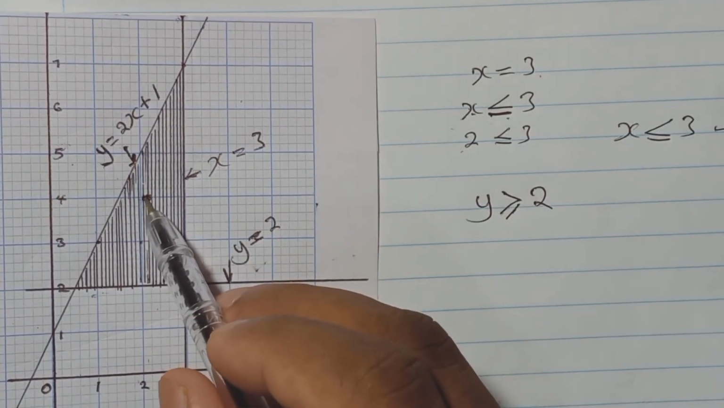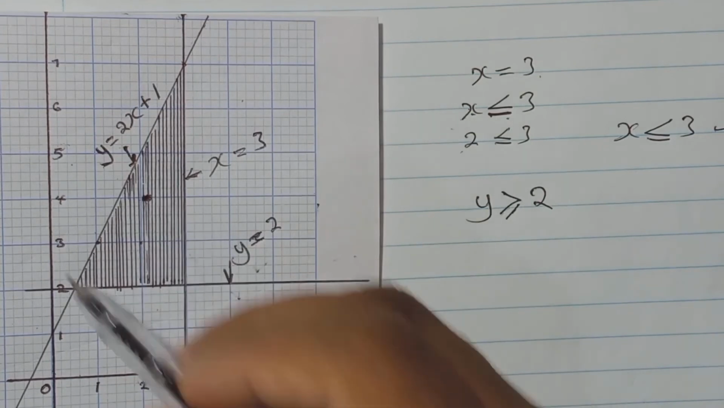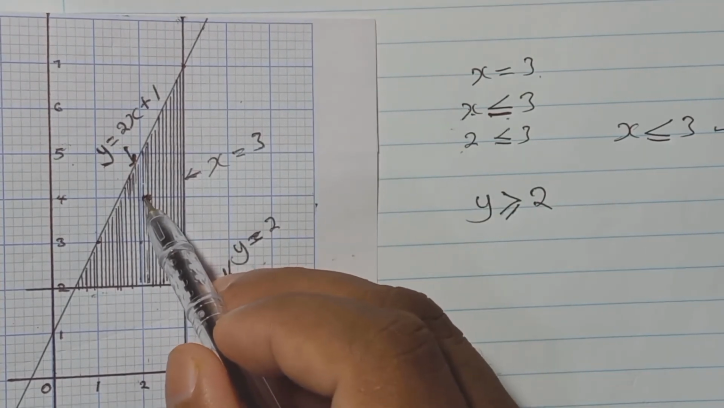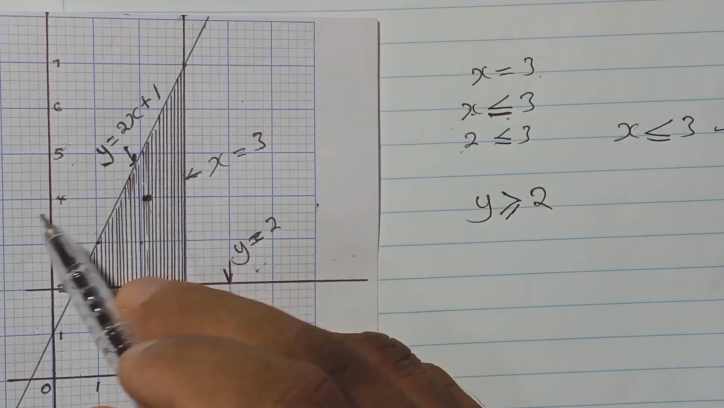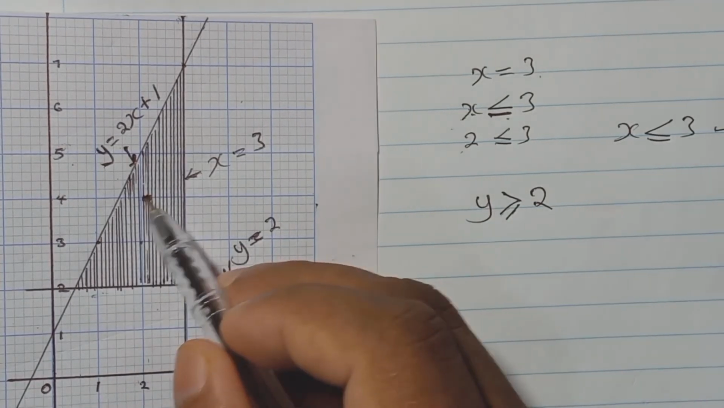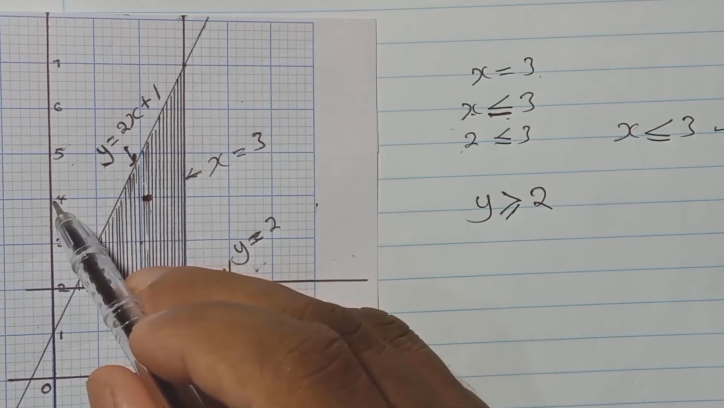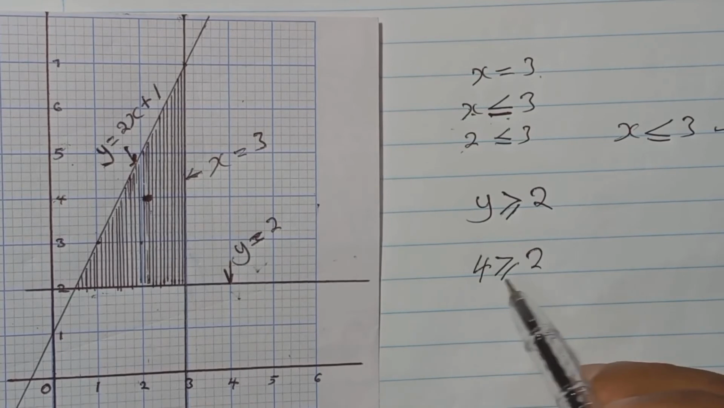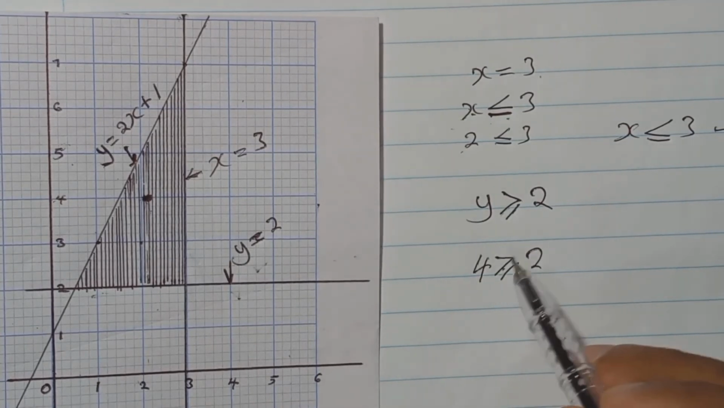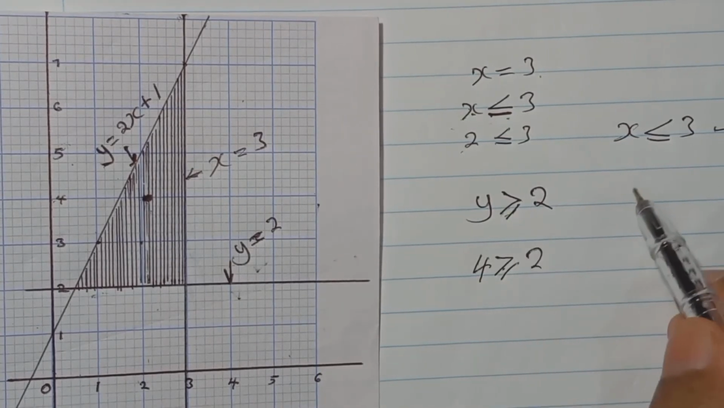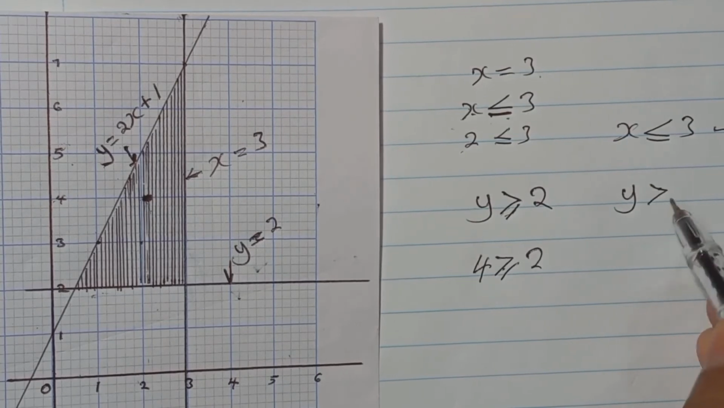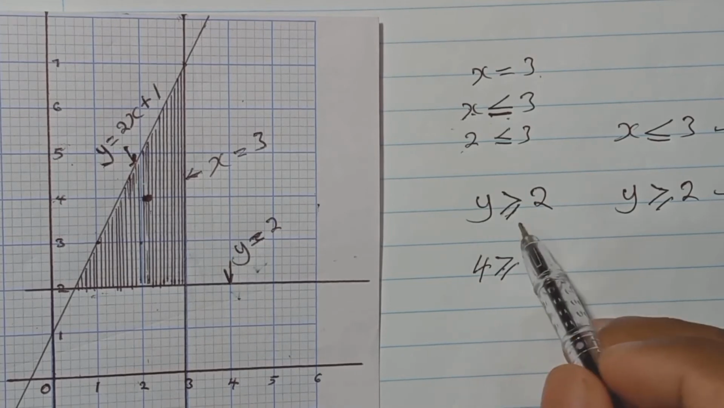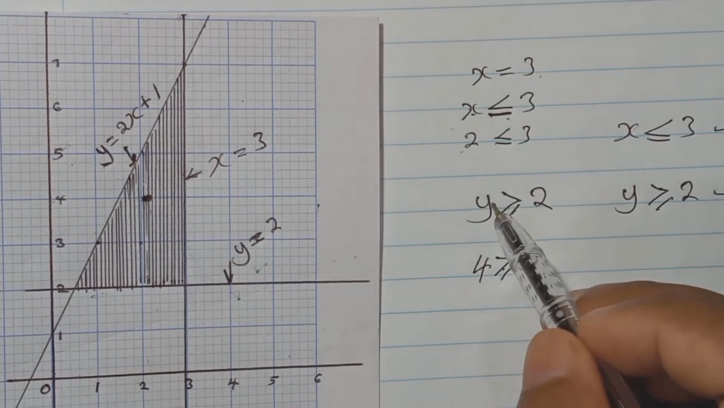Again, take a point inside the shaded region and get its y value, because here we have y. At this point, what is the y value? The y value is 4. Put 4 for y. Now this is correct too. I got the correct one, so this inequality is also correct: y greater than or equal to 2. But if somehow this is wrong, then you have to change the sign the other way.